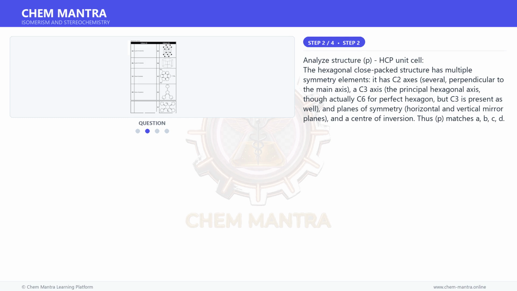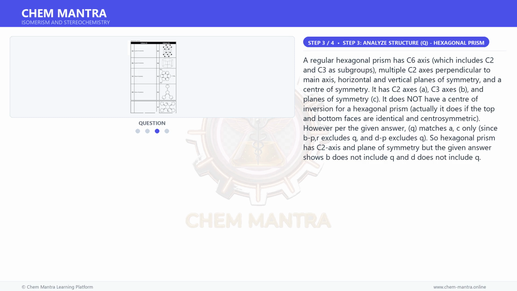Moving on to the next step. Analyze structure P, HCP unit cell. The hexagonal close-packed structure has multiple symmetry elements. It has C2 axes, several, perpendicular to the main axis, a C3 axis, the principal hexagonal axis, though actually C6 for a perfect hexagon, but C3 is present as well, and planes of symmetry, horizontal and vertical mirror planes, and a center of inversion. Thus, P matches A, B, C, D.